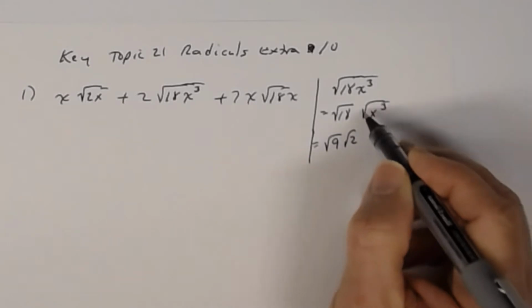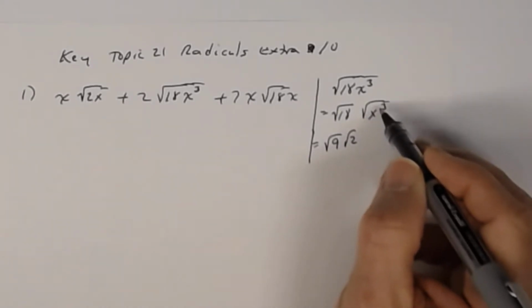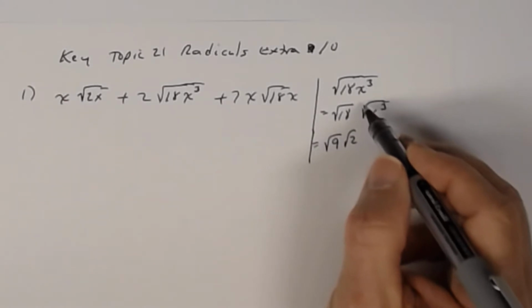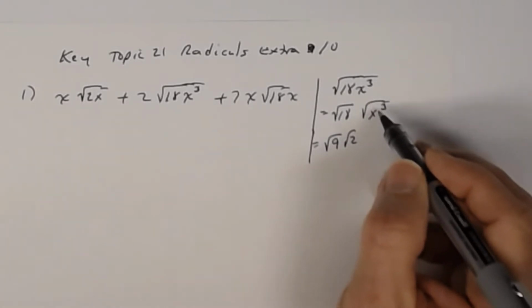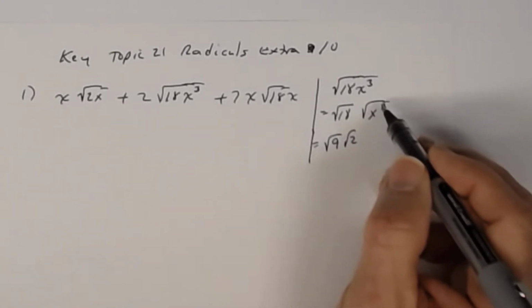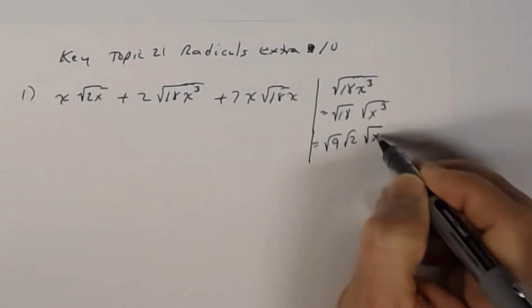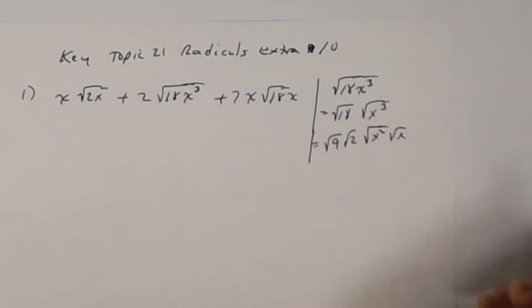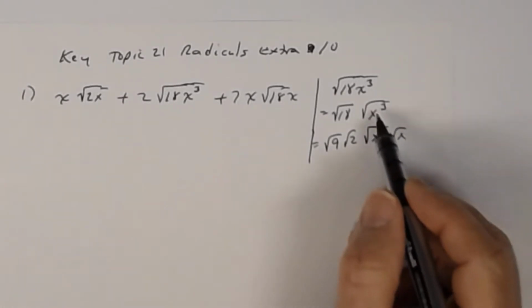And I know I can simplify the square root of x cubed because the exponent 3 is greater than or equal to the index, which is 2. Remember, 3 is not divisible by 2, so I want to figure out the largest whole number less than 3 that's divisible by 2. That's going to be 2. So I get the square root of x squared times the square root of x. It makes sense because when you multiply like bases, you add exponents: 2 plus 1 is 3.